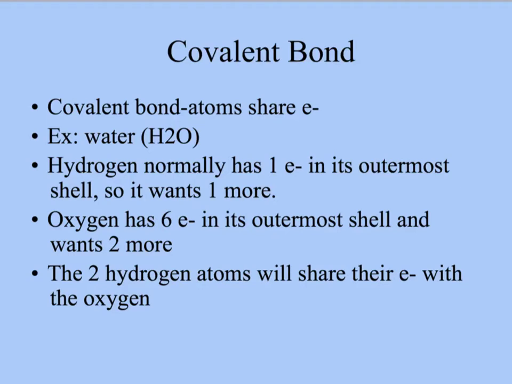Hydrogen normally has one electron in its outermost shell. Therefore, it only wants one more in order to fill its outermost shell. Oxygen has 6 electrons in its outermost shell, and it needs 2 more to fill its outermost shell. Therefore, the hydrogen atoms are going to share their electrons with the oxygen atom. So sometimes the electrons will fly around the hydrogen atom, and sometimes they'll fly around the oxygen atom.